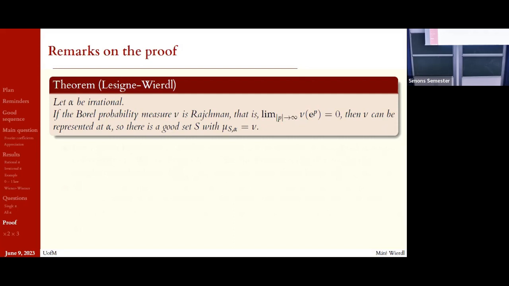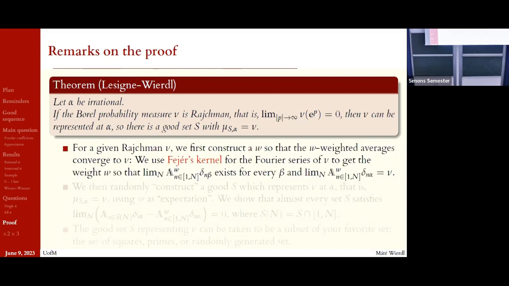So what proof are we talking about? I'm just repeating our theorem with Emmanuel. Let alpha be irrational. If the Borel probability measure nu is Reuchmann, meaning again that the Fourier coefficients go to 0, then nu can be represented at alpha. So there is a good set S with the limit measure being equal to nu at alpha. Okay, so I just want to make a few remarks on the proof.